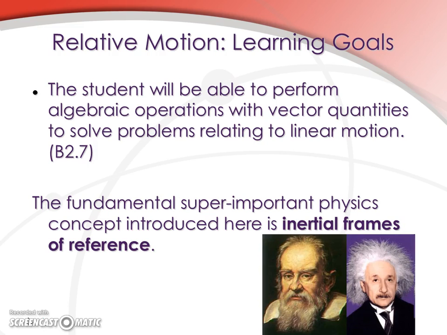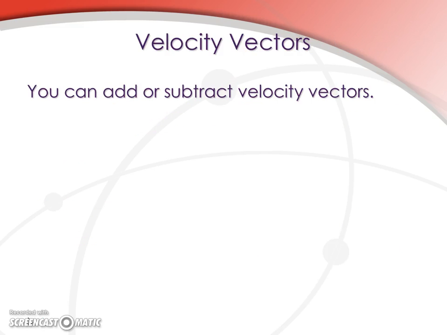So the concept that we're considering here is the idea of inertial frames of reference. We can blame Galileo and Einstein for these. The basic concept we're talking about is that we can add or subtract velocity vectors, as we've discussed previously.